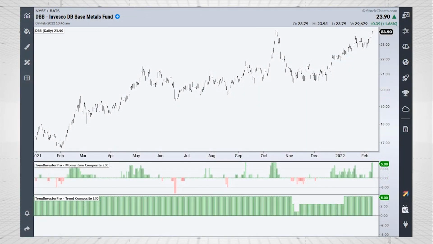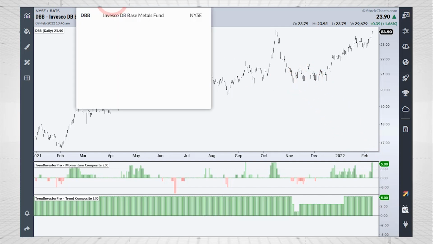So I would like to show you some current setups where you have an uptrend and an oversold condition, but I went through my database of over 250 ETFs, and I didn't find any of them that were oversold and in an uptrend. So I don't see any setups as far as pullbacks within uptrends here. Here's DBB, the base metals ETF.